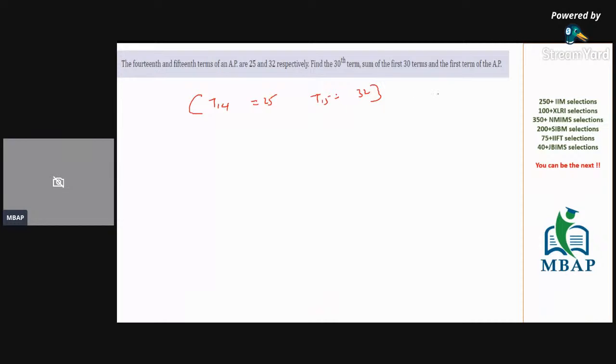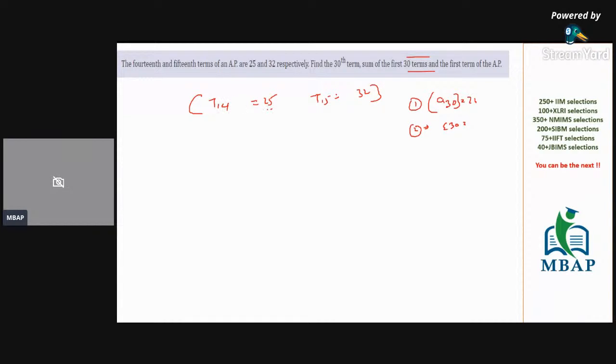And the question is about, there are two questions. One is find the 30th term, and the other is find the sum of the first 30 terms of the AP. There are two questions, and both of them are silly. If you read the question well, you will not get trapped into forming any equation. Very well you will be able to solve the question. Now we know AP deals with common constant difference, right?